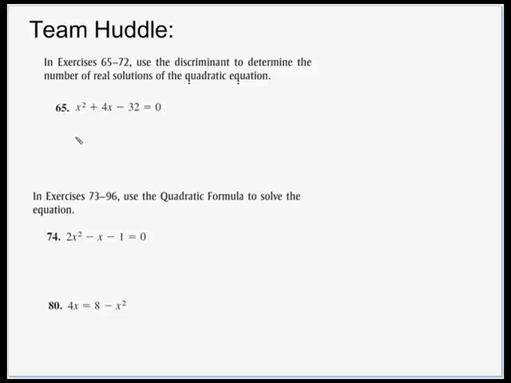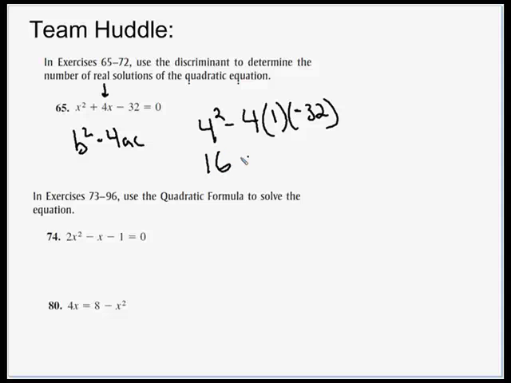So here we're just worried about the discriminant, b squared minus 4ac. Our b value is 4, so we're going to have 4 squared minus 4. A is an implied 1 in front of the squared term. And c is a negative 32. Ooh, that's a biggie. So 4 squared is 16 minus 4 times 1 times negative 32. That's going to be negative 128.